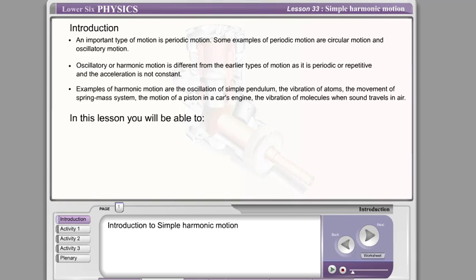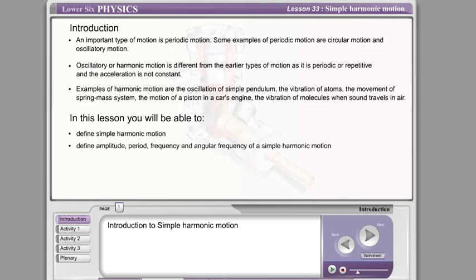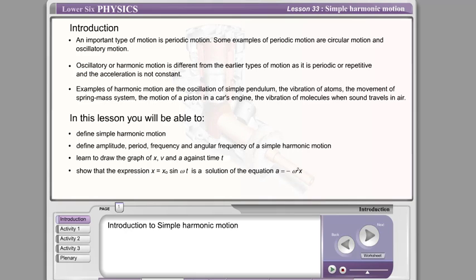In this lesson, you will be able to define simple harmonic motion, define amplitude, period, frequency and angular frequency of a simple harmonic motion, learn to draw the graph of x, v and a against time t, show that the expression x equals x naught sine omega t is a solution of the equation a equals negative omega square x, and derive the expression for velocity v equals plus or minus omega times square root of x naught square minus x square.